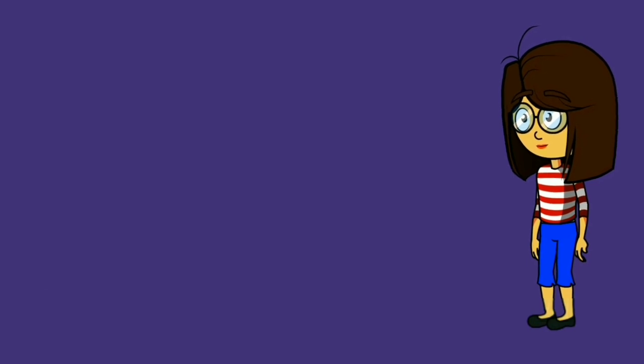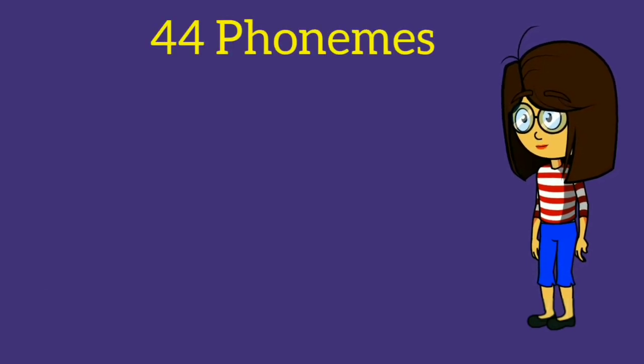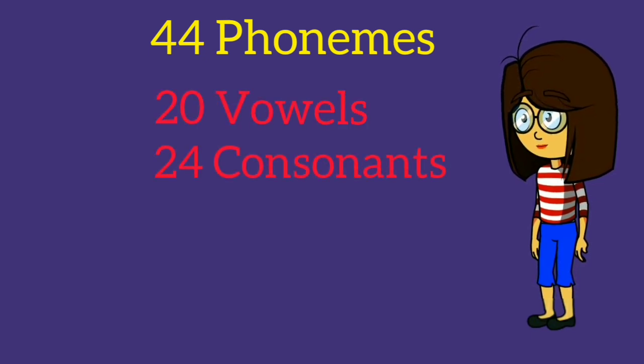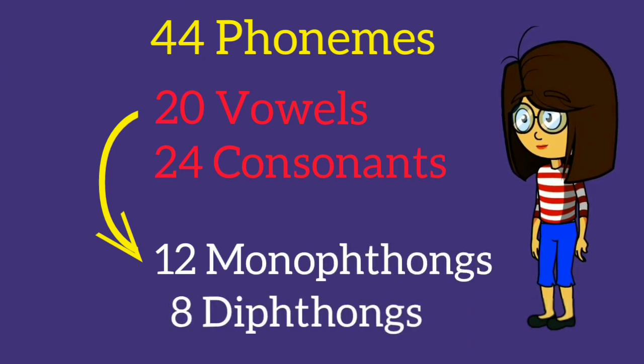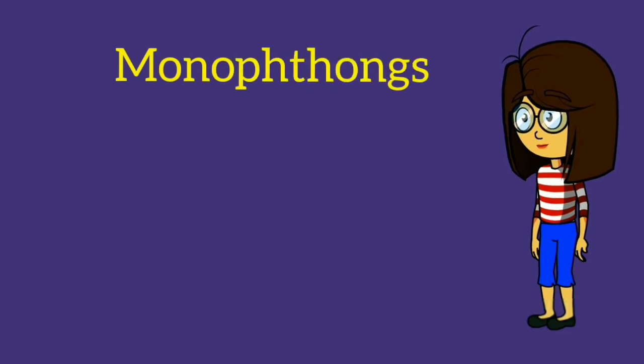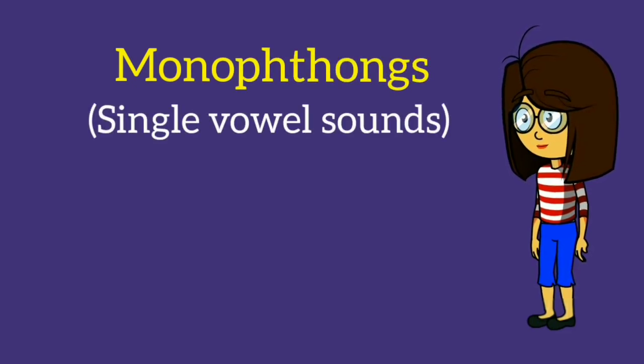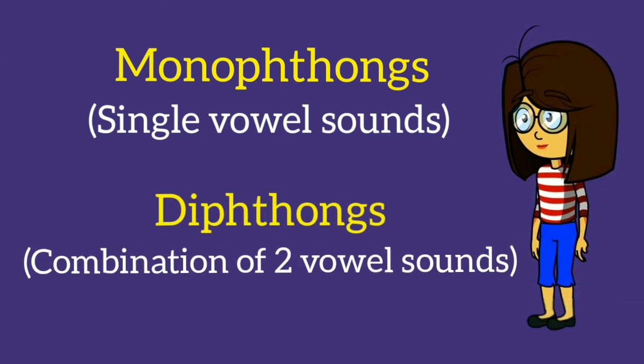As I said, the 44 speech sounds, which are called 44 phonemes, are split into 20 vowels and 24 consonants. These 20 vowels are further divided into 12 monophthongs and 8 diphthongs. Monophthongs are nothing but single vowel sounds, whereas diphthongs are the combination of 2 vowel sounds.